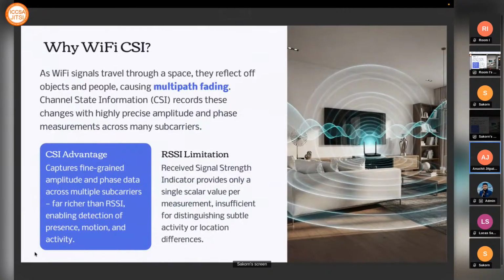So why specifically channel state information, or CSI? As Wi-Fi signals travel through a space, they reflect off objects and people, causing multi-path fading. CSI captures these changes with highly precise amplitude and phase measurements across many subcarriers. This is far richer than the traditional received signal strength indicator, or RSSI, which only gives a single scalar value per measurement, not enough to distinguish subtle differences in activity or location.